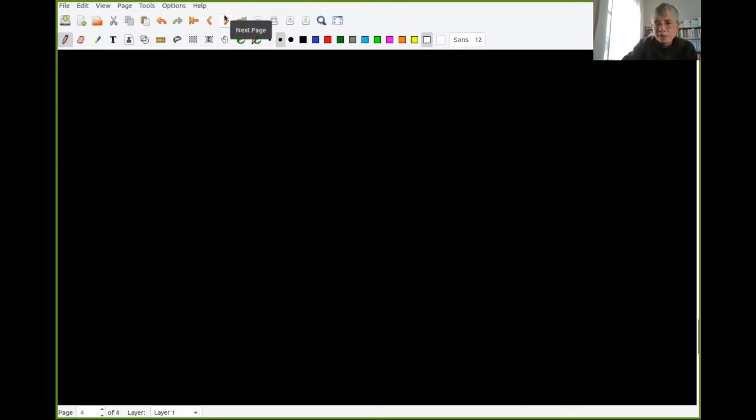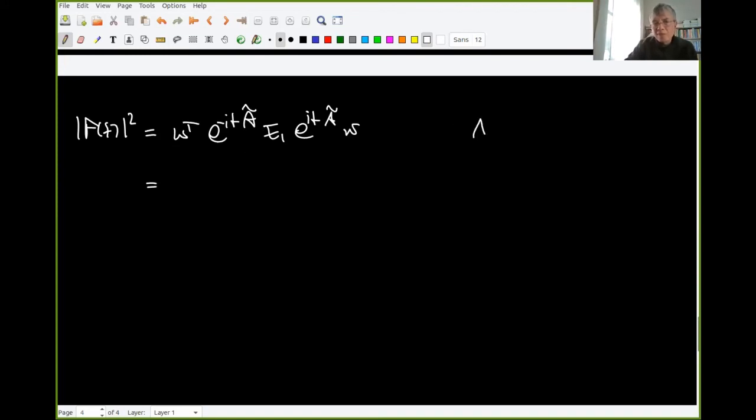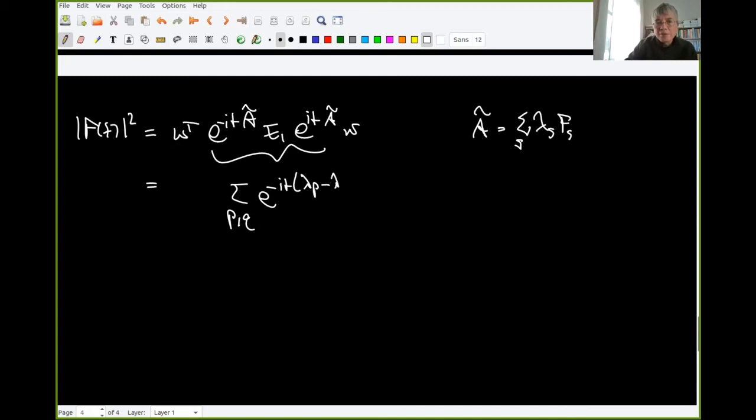Let me start a different page. We need to analyze this quantity here. This is the quantum walk, this is the initial density matrix, and this is the W vector. Then I'll use the spectral decomposition of A tilde, so I can just open this up. This will be a double sum over the eigenvalues, then the eigenprojectors, and I have W transpose W here.